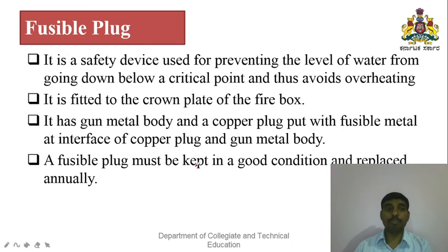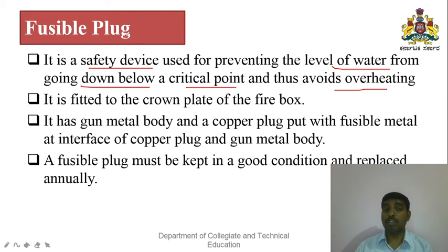This is the feed check valve, and we have a fusible plug. So students, this is one of the important safety devices used for preventing the level of water from going down below the critical point, and thus avoids overheating. The concept is that this device is attached at the furnace level to prevent the overheating of the water tube.